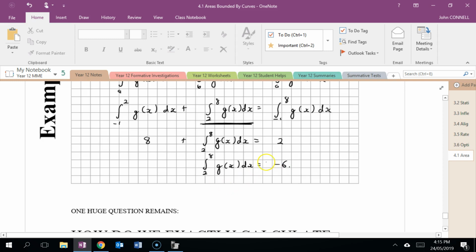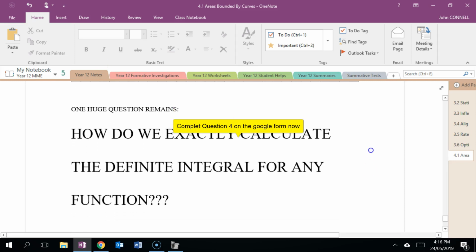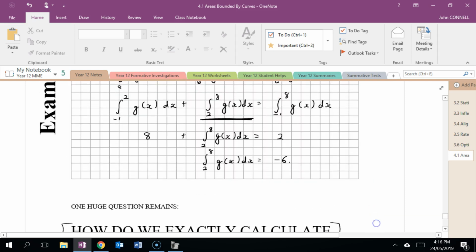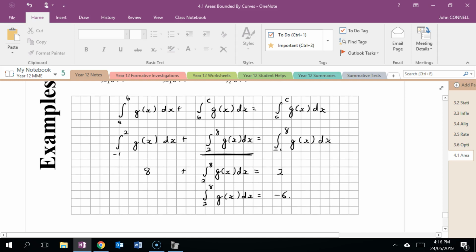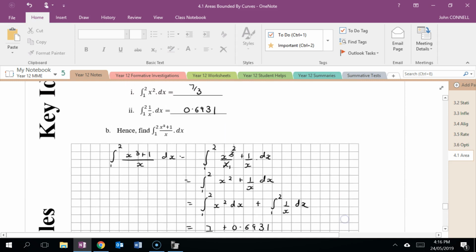So this g of x must have at least some region below the x-axis to get an integral of minus 6. But that's all well and good, but then how do we do it exactly? How do we actually algebraically calculate the definite integral from any function? So that's where we're headed next. We know how to work with it when the function's above and below the axis. We know how to do it on a calculator. But for those times when we have to do it exactly, how can we actually do that? And that's where we're headed next time.